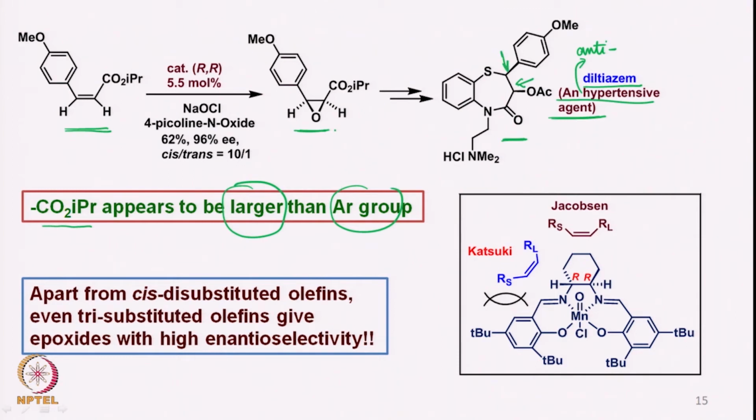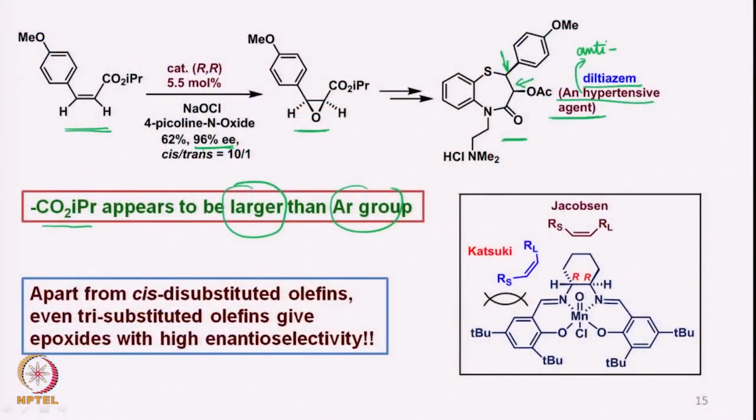So, it is a long synthesis that we will not go through, but the idea is that the simple epoxide, which can be easily made in optically pure form, as you can see, is like 96% enantiomerically pure, and then of course you can convert it into the important anti-hypertensive agent. Apart from cis disubstituted olefins, even tri-substituted olefins have been found to give high enantioselectivity in the epoxidation cases.